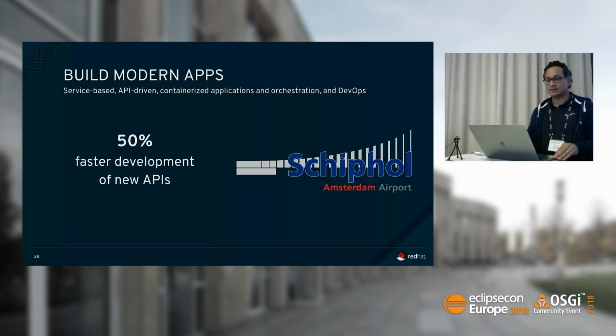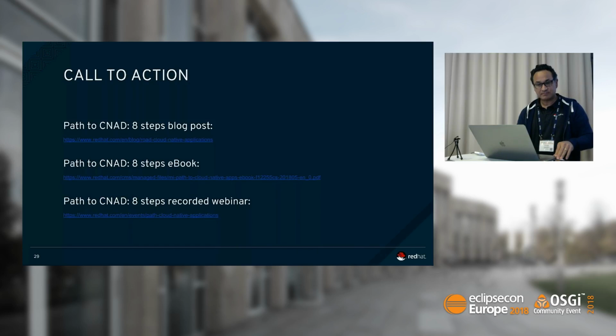And the second customer case that we have is Schiphol Amsterdam Airport. They started building modern applications using middleware components that we offer, and this talks to the application services that I was telling you about that help you speed up your business logic, and they were able to see 50% faster development of new APIs.